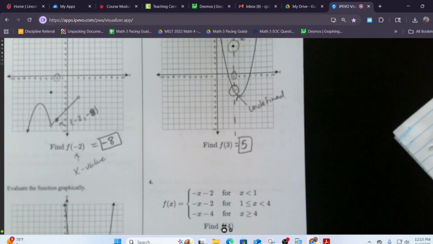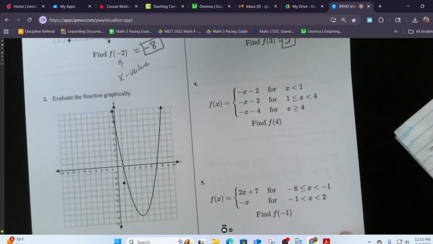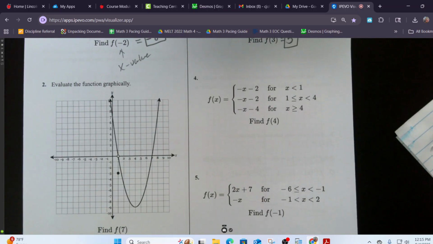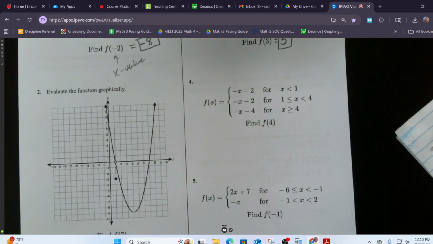All right, the next part is evaluating piecewise algebraically. One thing about this test, y'all, I didn't see it on the test we're using as a whole. So you do not have to graph piecewise. It's just evaluating. So that's good because a lot of y'all struggle with graphing piecewise.